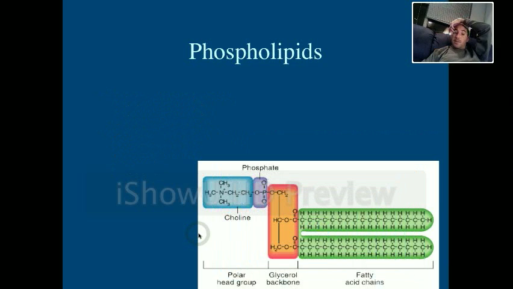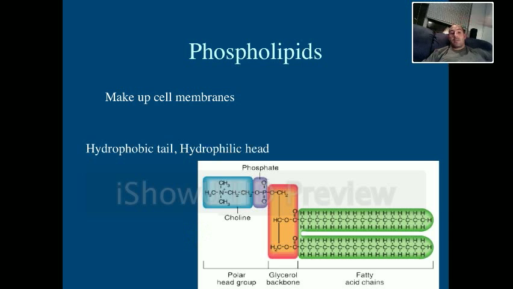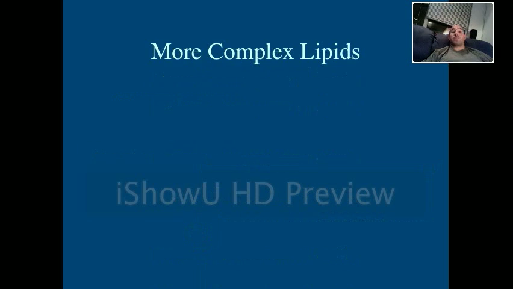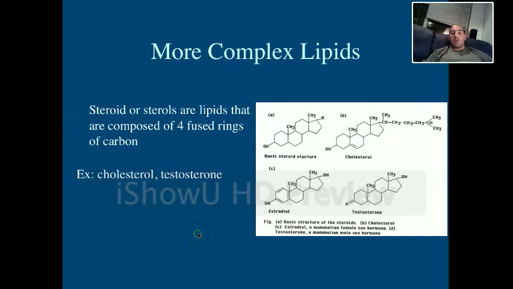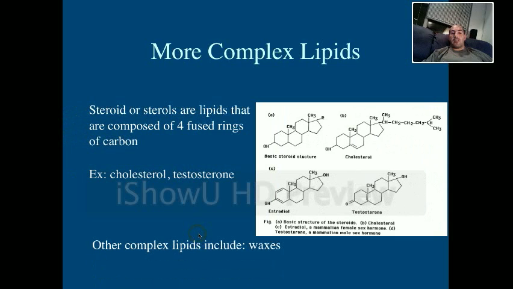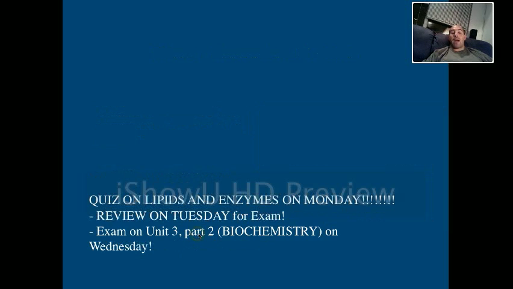So phospholipids, that's what makes up a cell membrane. So a cell membrane has a hydrophobic tail and a hydrophilic head, which means the head of it loves water and the tail of it hates water. And that's what forms the inside of a cell membrane. So we don't have to worry too much about these complex lipids, but you have heard of cholesterol and testosterone, but they are more complex lipids and waxes.